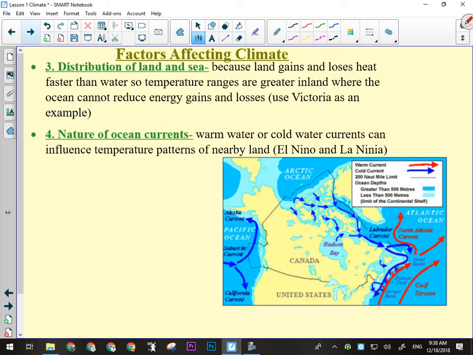Okay, distribution of land and sea. The other reason why Victoria and Vancouver, which aren't that much different in terms of latitude than we are, are so much more mild: land gains and loses heat rapidly. Water doesn't. Water retains heat very, very well. It stays hot for a very long time, or stays cold, without changing its temperature.